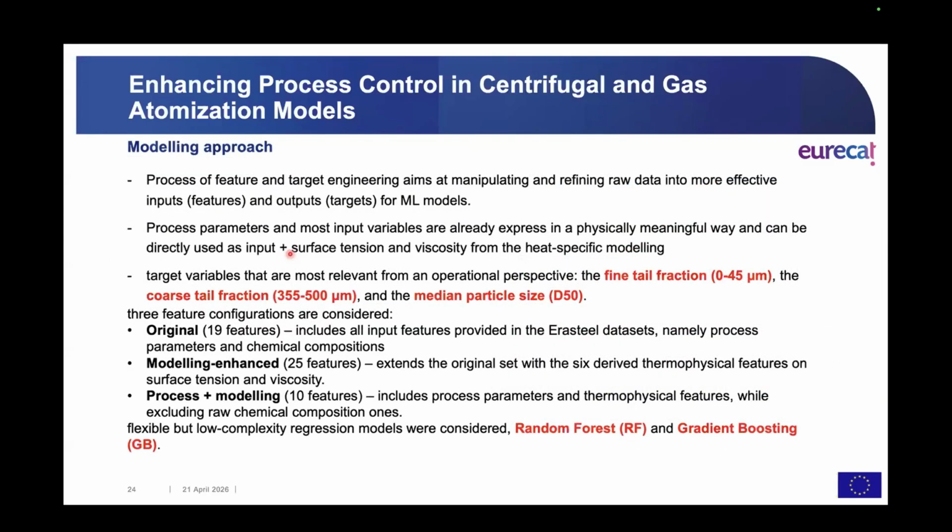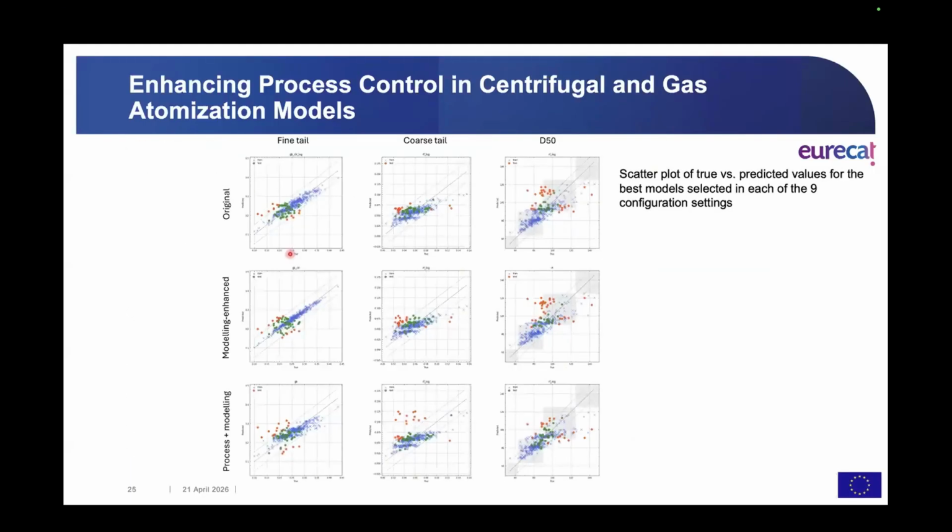The modeling approach was to use these features, and also to use some physical features, for example surface tension, viscosity, or other thermophysical features from Thermo-Calc, and then add these to the features that we already have. Using that, we can define different targets, for example the finer range of the particles, the coarser range of the particles, or the median particle size.